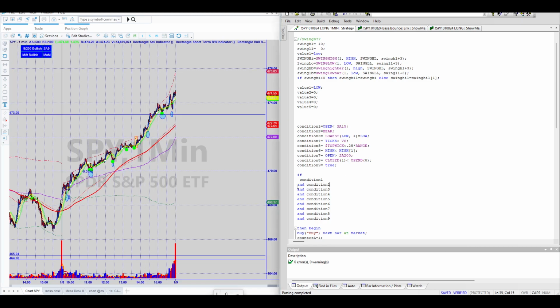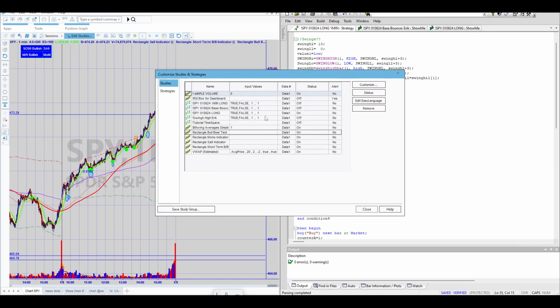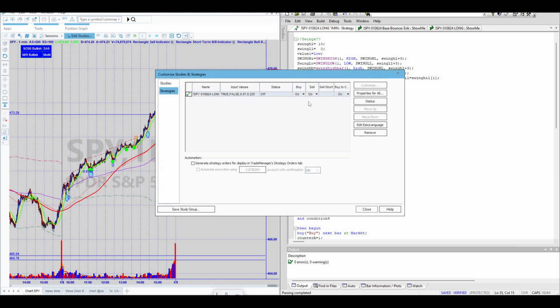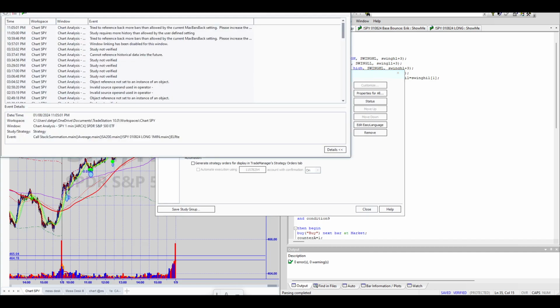What's going on? Looks like we don't have any trades, or it's still off. Oh, we put in the 200 period moving average. Since we put in the 200 period moving average, now we have to change our max bars back setting. See, we have this error here: tried to reference more bars back than the max bars back setting allows.